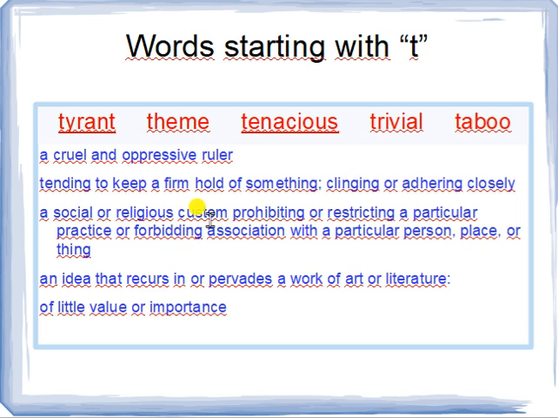A social or religious custom prohibiting or restricting a particular practice or forbidding association with a particular person, place, or thing. Don't speak to her, don't speak about that. That's a taboo subject. An idea that recurs in or pervades a work of art or literature, a theme. Of little value or importance. Oh, don't speak about that. That's just a trivial matter. It's really not of any importance whatsoever.